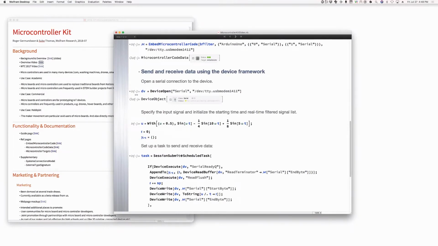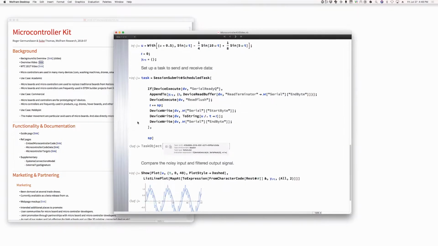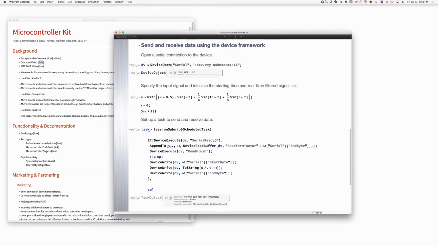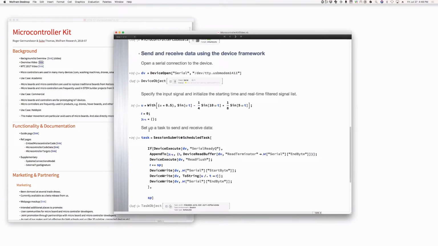Okay, open a serial connection. Yowie, kadowie, what the heck is all this stuff? Yeah, so we are setting up an input, and this is something Roger and I discussed. We need to actually get a higher level function, so we are not doing so many functions to read and write using the device framework. Yeah, it seems kind of crazy.